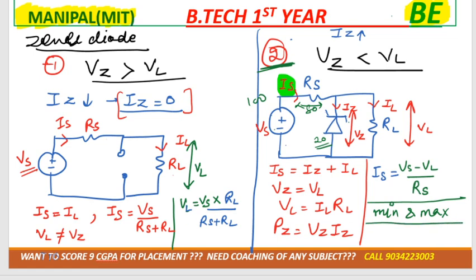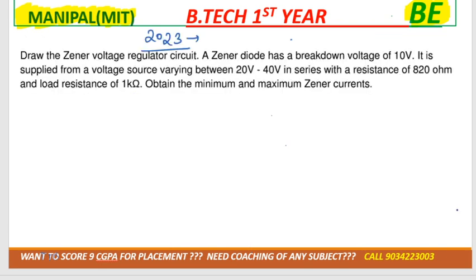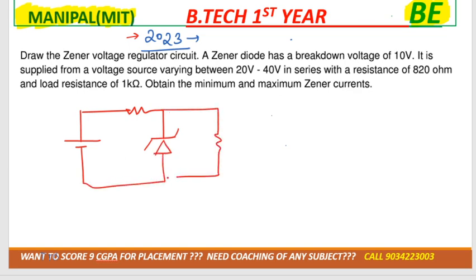So write it down, this thing, all these formulas. If you learn all these formulas, then Zener diode is easy for you. See, this is the question of 2023. They said draw the Zener voltage regulator circuit. Okay, so resistance and Zener diode and RL. This is the standard circuit, right?